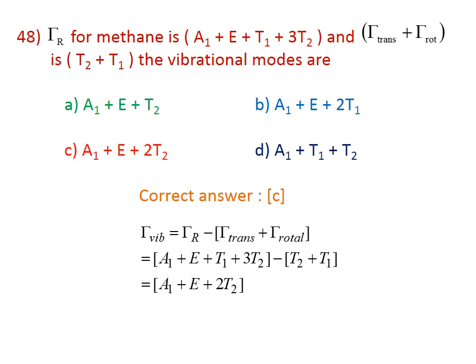Therefore, you have to note a very important point. The vibrational modes will be equal to tau total minus tau translational plus tau rotational. The correct answer for this question is C.